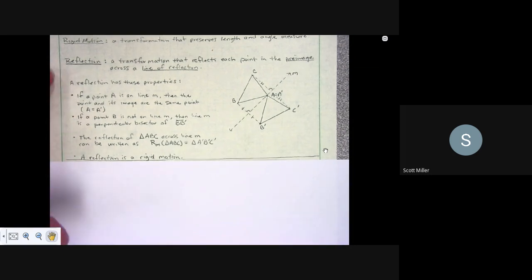So when we write a reflection, we use a capital R. The subscript down here is the line of reflection. In this case, the line is called M. If it was an equation that I knew, like x equals 1, then I would write x equals 1 down there. The reflection of the triangle ABC is the triangle A prime, B prime, C prime. So that's how you would write the reflection rule. And again, a reflection is a rigid motion. That means as I do a reflection, the length of all the sides and the angles are all preserved, nothing changes. Okay, so this is a reflection.